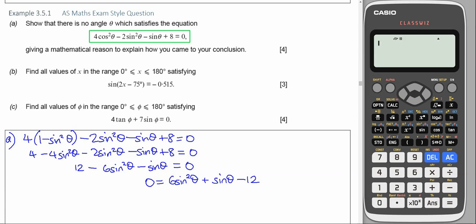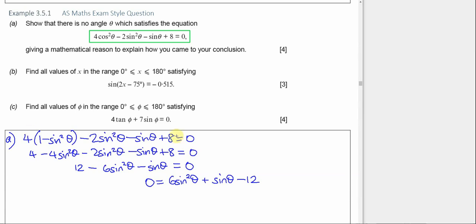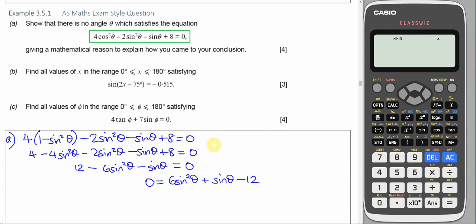Now the question said, show that there is no angle satisfying this equation. So we're expecting to get no solutions. So it's possible that this quadratic equation might not have any solutions, but in this case it does have solutions.